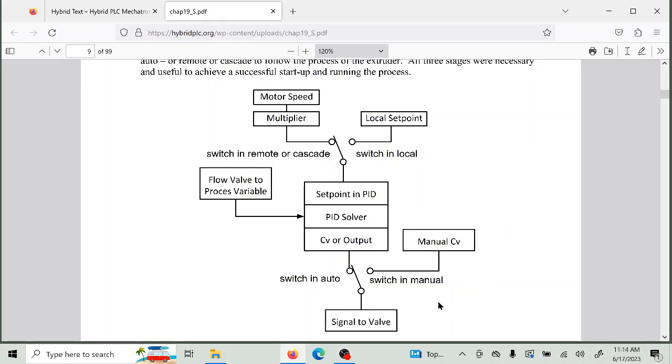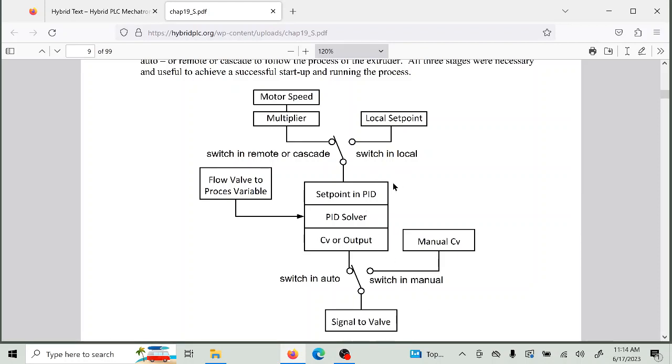Manual is important to be able to turn that valve to a position and guarantee that it stays there. What you're doing in manual is you're ignoring the P, the I, and the D algorithm, and you're basically just coming in and saying, I don't care what the P, the I, and the D is. I'm going to go around that, and I'm going to turn that valve to a certain position, to a certain percent output.